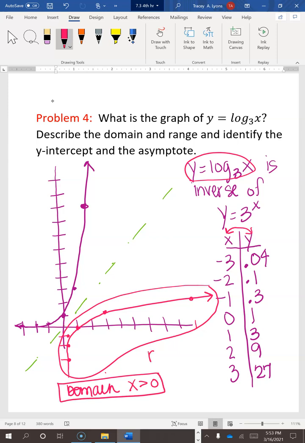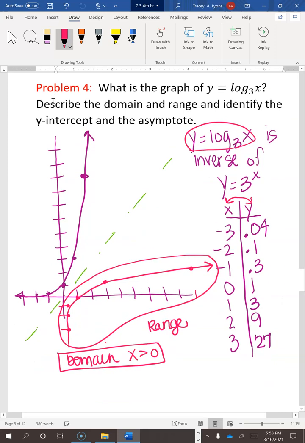My range this time is it keeps on going down, so it hits all the negative numbers. It keeps on going to the right, so it hits all the positive numbers. So that looks like all real numbers to me.